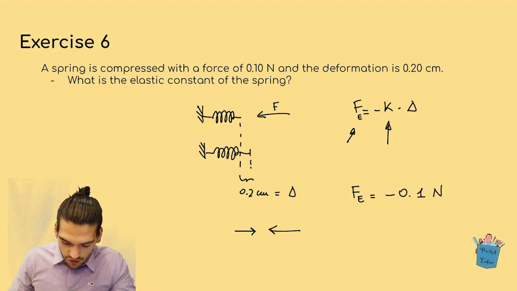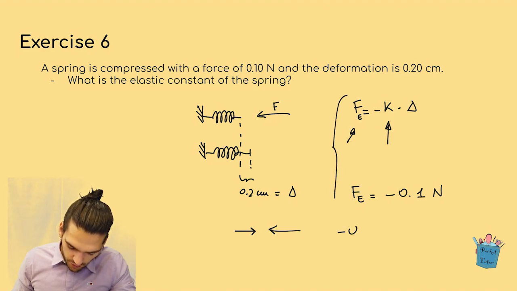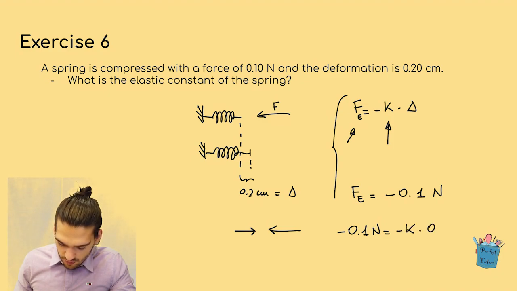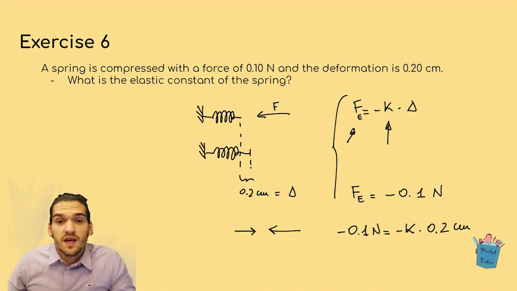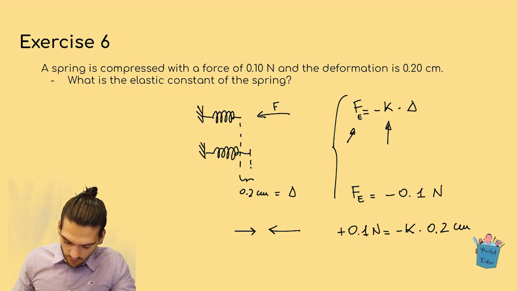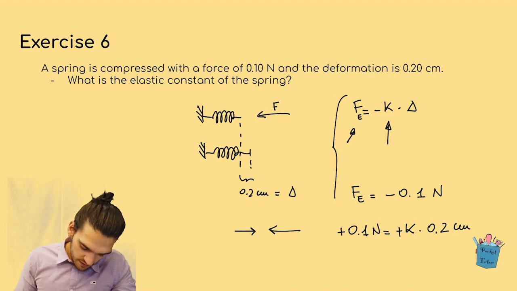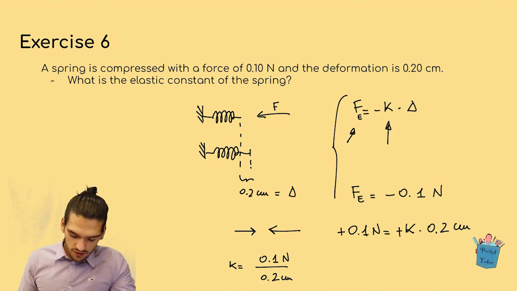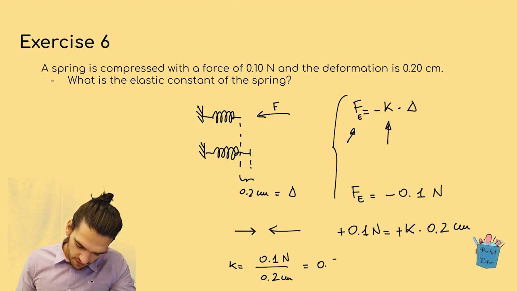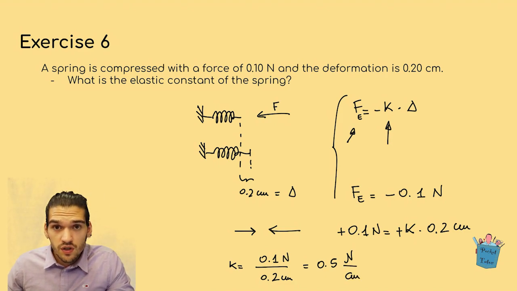And if we put the two equations together, we get that minus 0.1 newtons is equal to minus K times 0.2 centimeters. And now you see why the minus is very important. We can simplify it with the minus 0.1 and we get that K is equal to 0.1 newtons over 0.2 centimeters. And this is equal to 0.5 newtons over centimeter. But if you remember, the unit of measurement of the elastic constant is newton over meter.